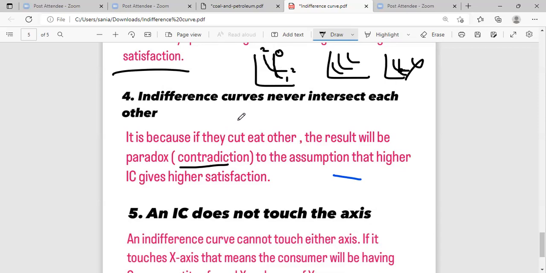So as you told me, ma'am, a higher indifference curve gives you higher satisfaction, how will you conclude which one is higher? This one or this one? You cannot make a conclusion, right? And this contradicts, like a paradox, the assumption that a higher indifference curve gives you higher satisfaction. How will you conclude which one is higher if they intersect? Clear?